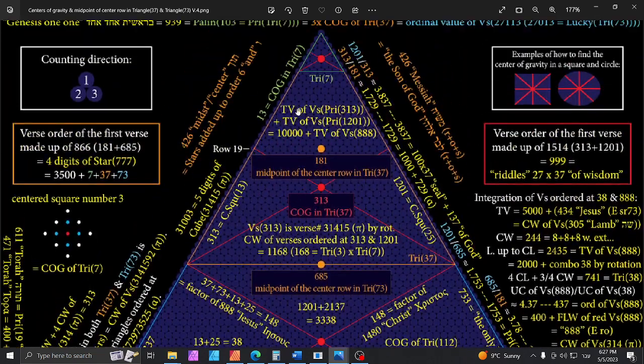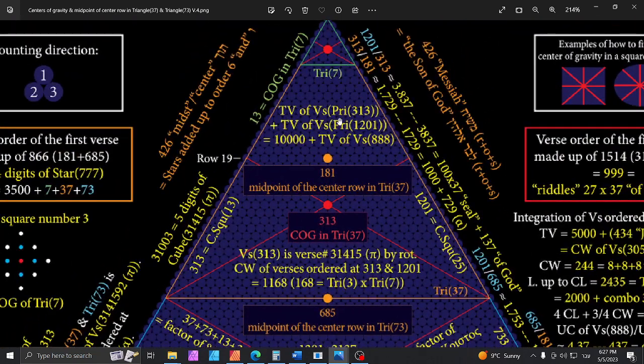And not only that, the total value of verse number prime number 313 plus the total value of verse number prime number 1201, which is the center of gravities we are talking about there in these two triangles, is equal to 10,000 plus the total value of verse number 888 of the Bible. Yes, ladies and gentlemen, I am counting number 1 as the first prime, you better get used to it.